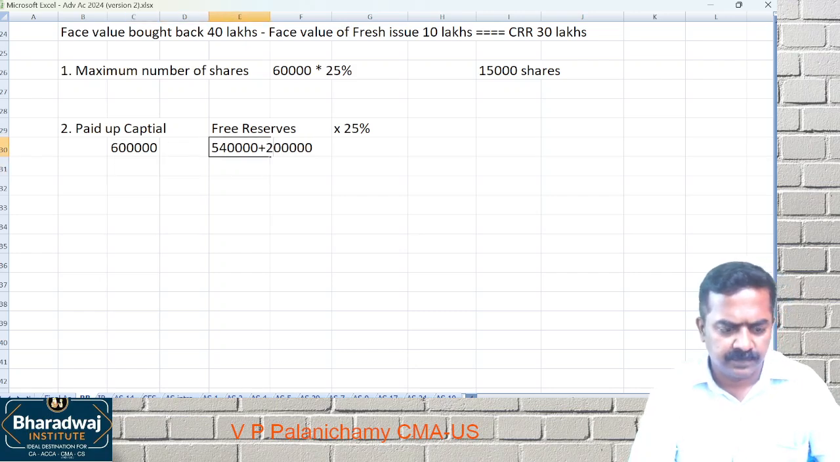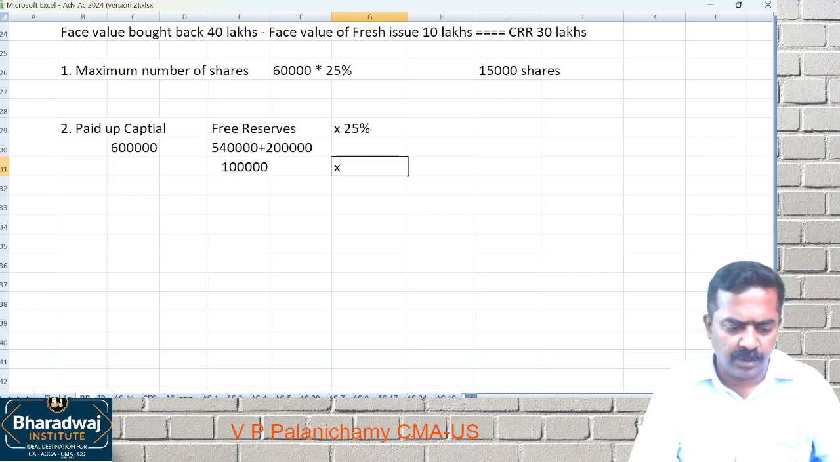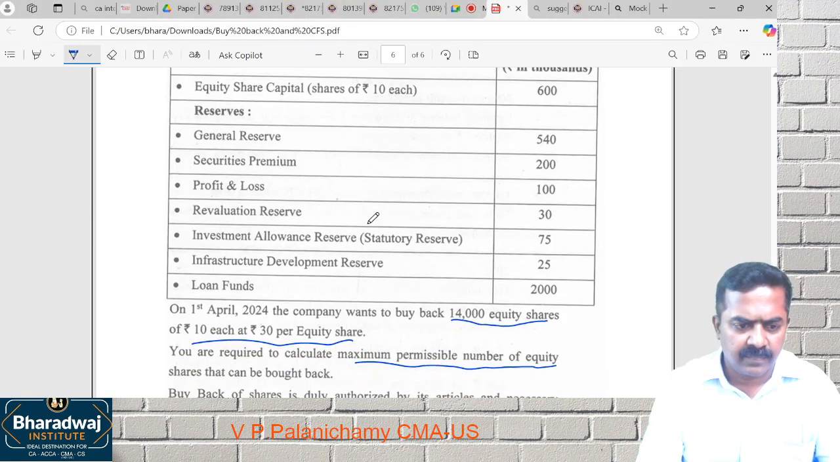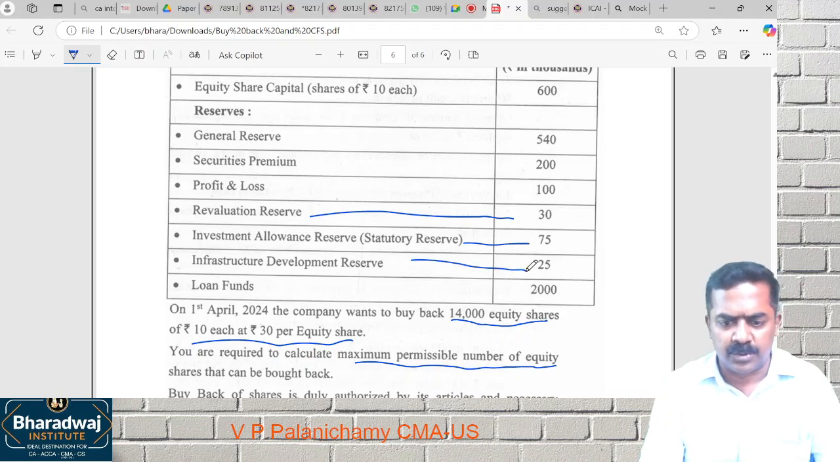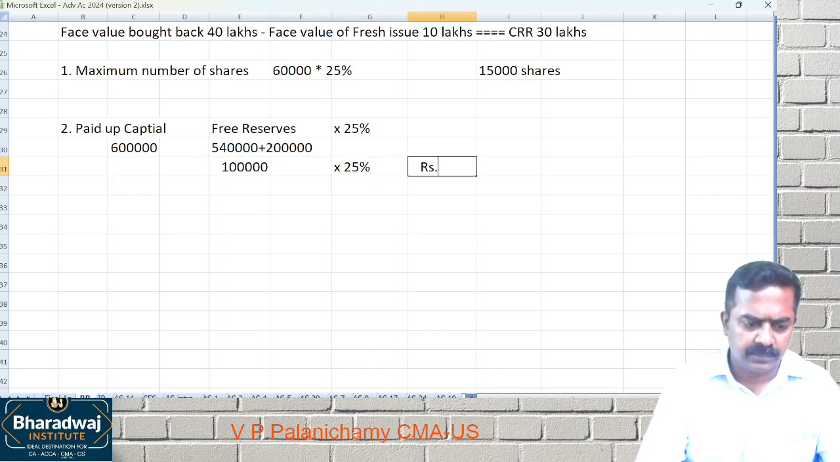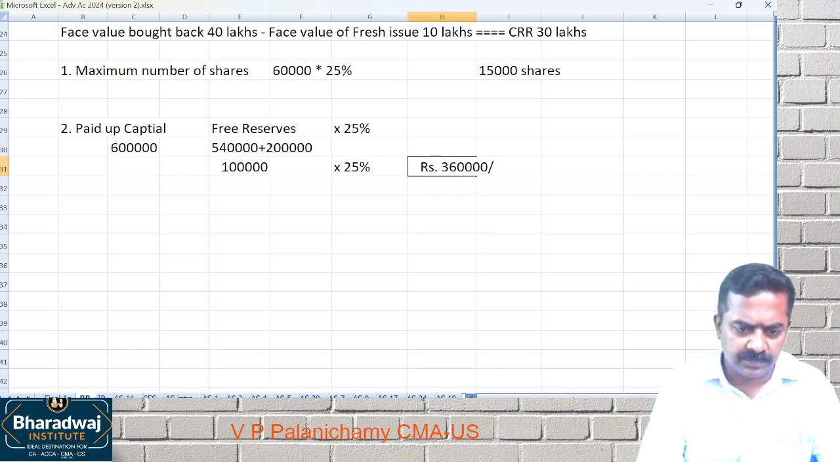Then P&L 1 lakh. This into what percentage? Why not other reserves? They are not free reserves. Revaluation reserve is not a free reserve. Investment allowance is a statutory reserve. Infrastructure development reserve also is not a free reserve. This into 25%, how much can be purchased? 3,60,000. 3 lakh 60,000 divided by the price of one share, 30. How many shares can be purchased? 12,000.